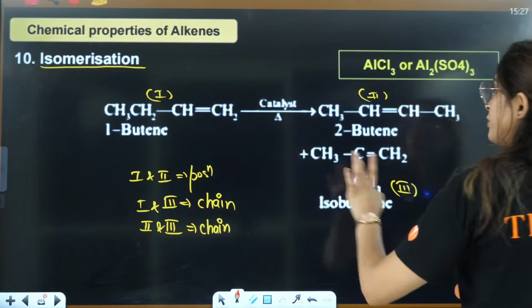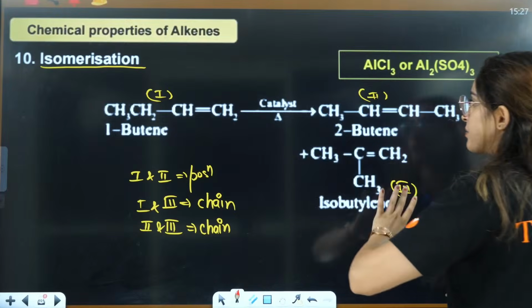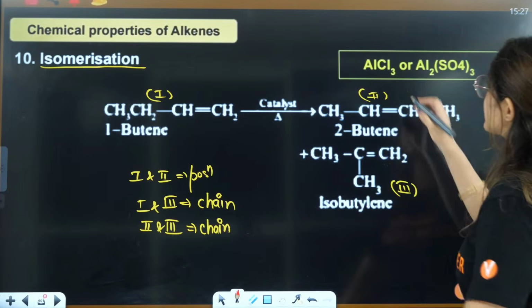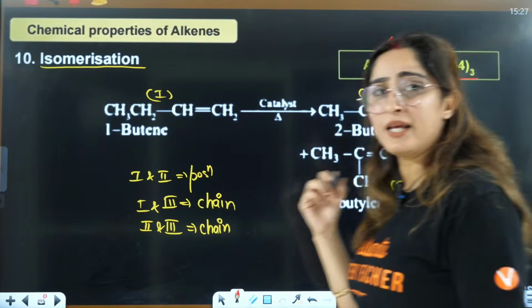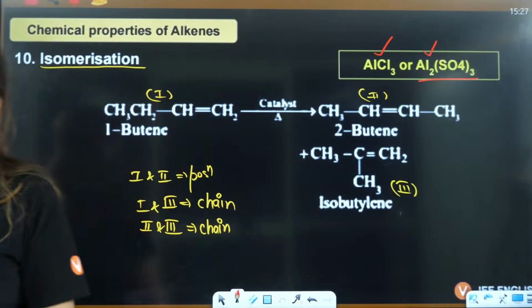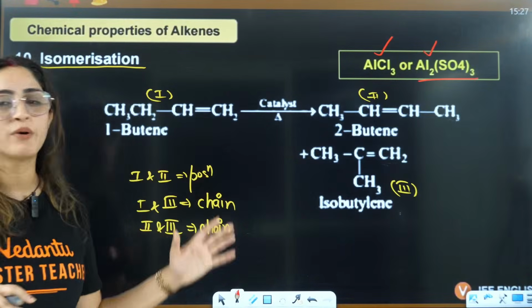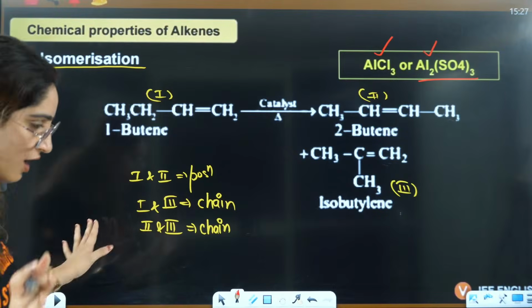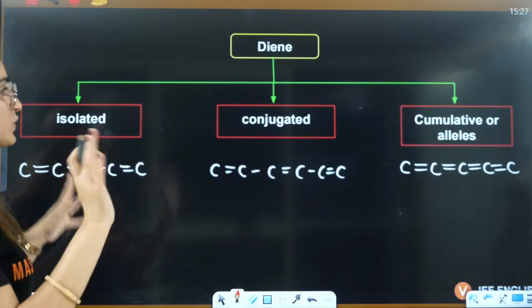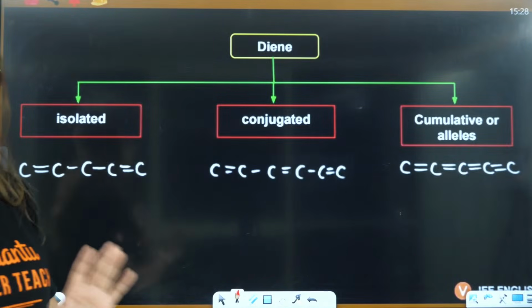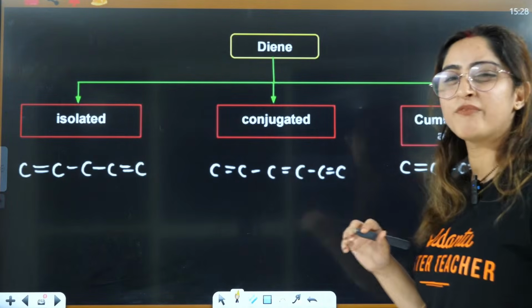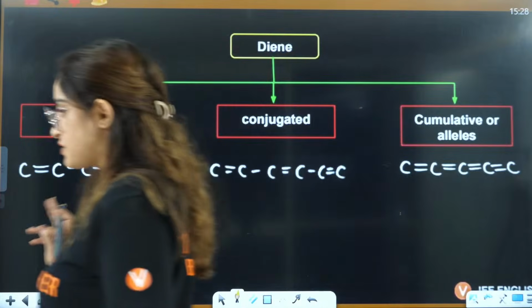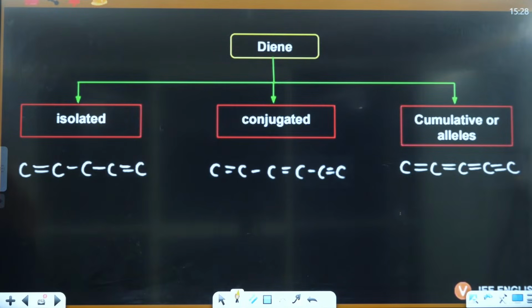Now, how to convert one isomer to the other isomer? Directly using a catalyst like AlCl3, Al2(SO4)3, aluminium chloride, aluminium sulfate, you can directly convert one isomer to the other isomer. This is not asked to you, so I am just telling you that this is there, but it is not asked. Now guys, let's discuss dienes, because you have some very important reactions in dienes.